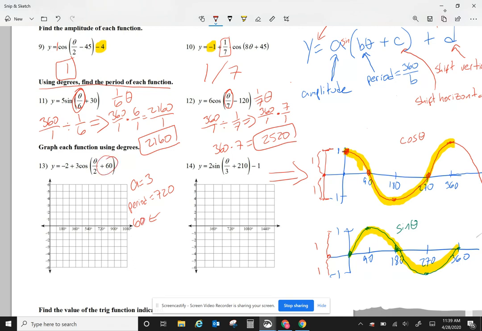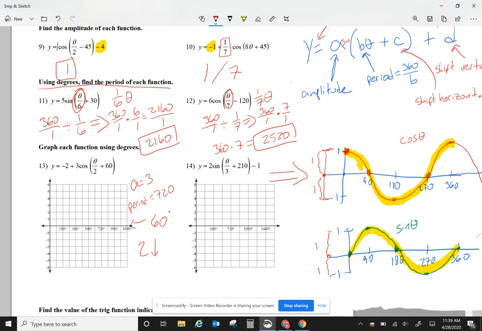Right, 60 degrees to the left. And then I'm going to move, I see my D is -2. I'm going to move 2 down. My shifting horizontally is 60 degrees to the left. My shifting vertical is 2 down.